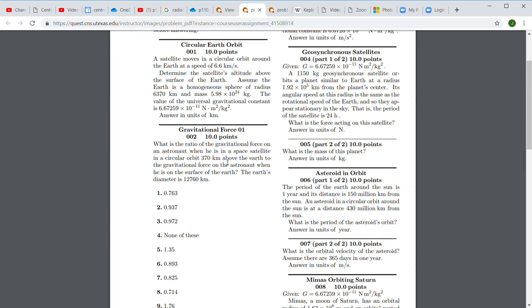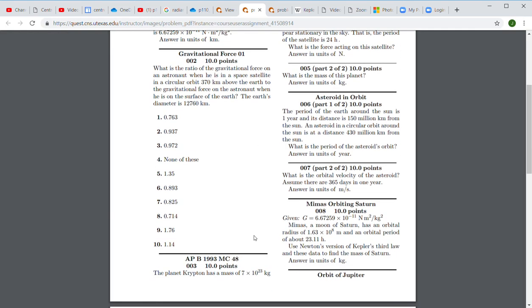So the gravitational force at the surface of the Earth is just m times little g, where little g is 9.8. And the force on the astronaut when in that higher orbit in the satellite is G times the mass of the astronaut times the mass of Earth divided by the radius of the orbit squared. So if you take the ratio of that thing to mg, the m's will cancel out, and you just have to simplify it to see what that ratio is, and hopefully it's one of those answers down below.